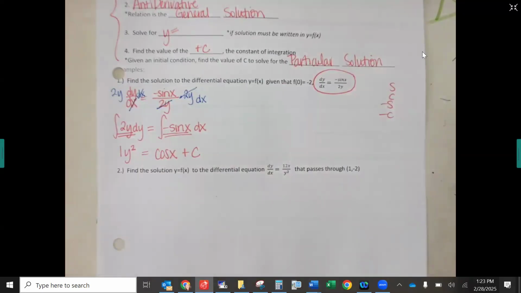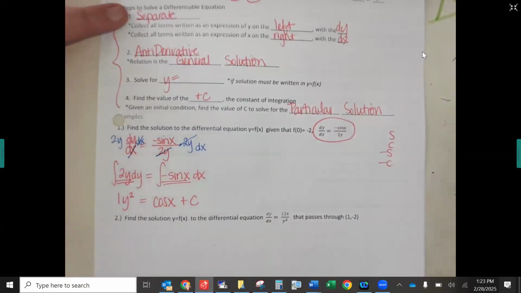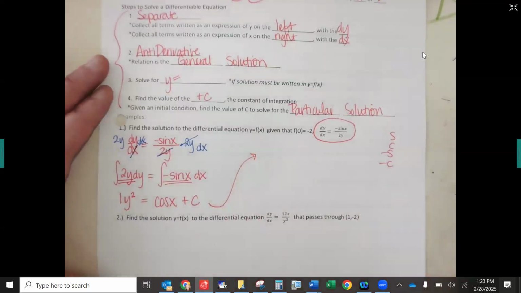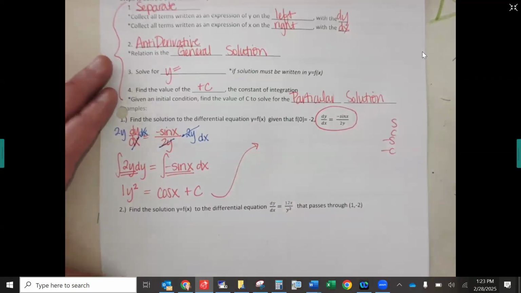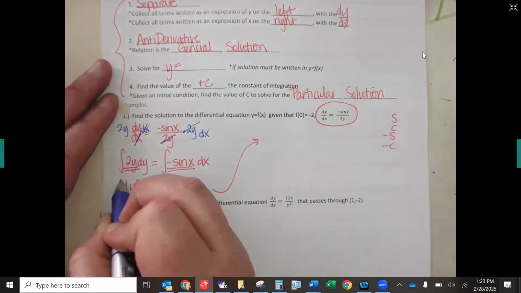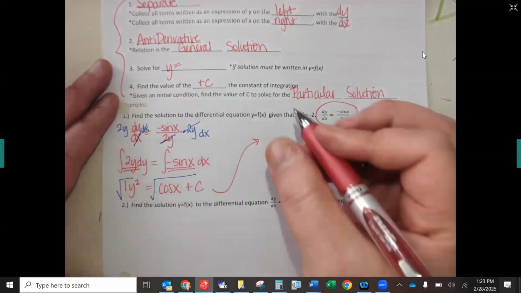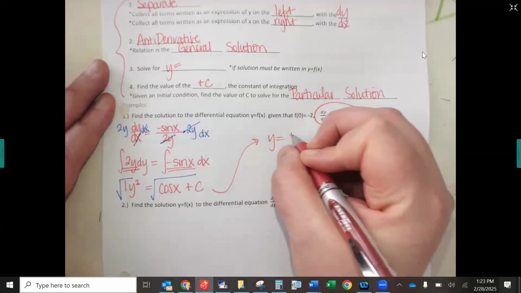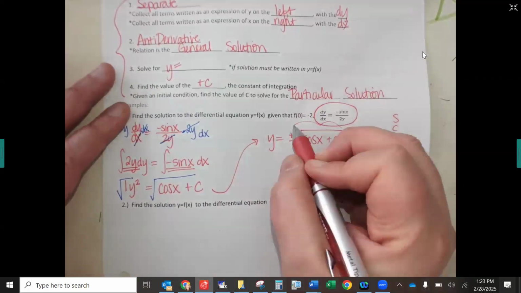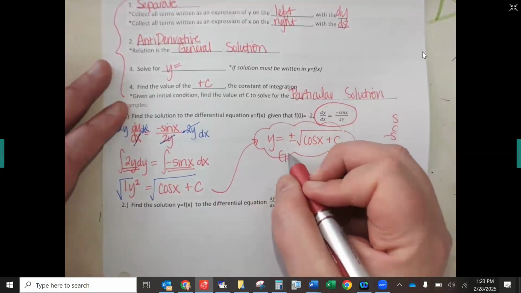So you're not going to put plus c on both sides, just plus c on one side. Usually you would pick the x. Okay, so from here, we separated. We took the antiderivative. Now we're going to solve it for y equals. So if it's y squared equals cosine x plus c, how can I get my y alone without the squared? Take the square root. So your general solution is going to be y equals plus or minus the square root of cosine x plus c.